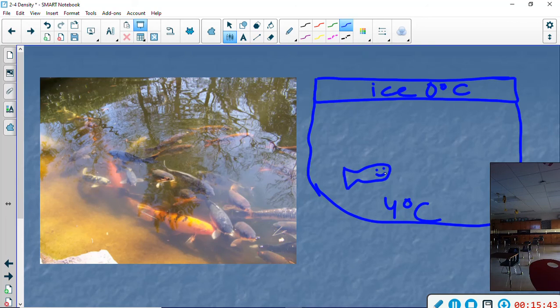So an interesting little fact: below the ice, remember, ice floats on the surface and freezes over at the top. That's why ponds and lakes freeze over at the surface first. They don't freeze all the way down to the bottom.